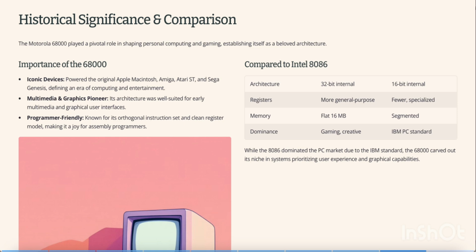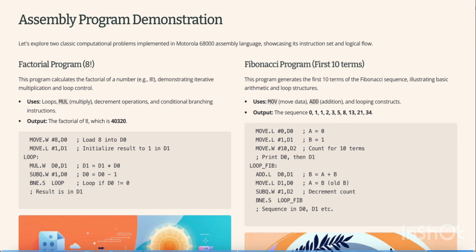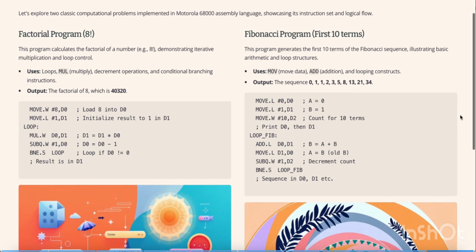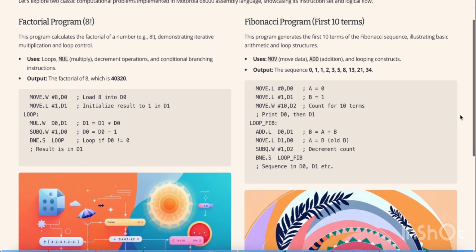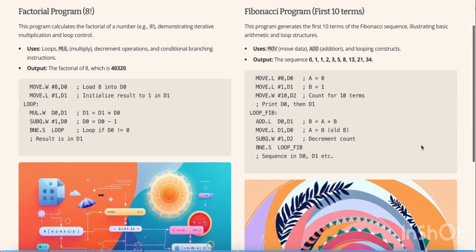Now we move on to the main part, which is basically the assembly program demonstration. So we were given two programs to execute, which is basically the factorial program. So I've taken out the factorial of 8, and then we have the Fibonacci program of the first 10 terms. So now I will be showing you the code for these two programs and explaining it.